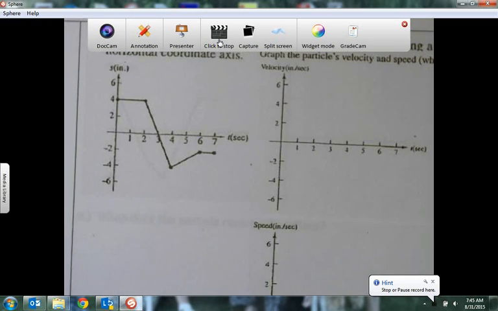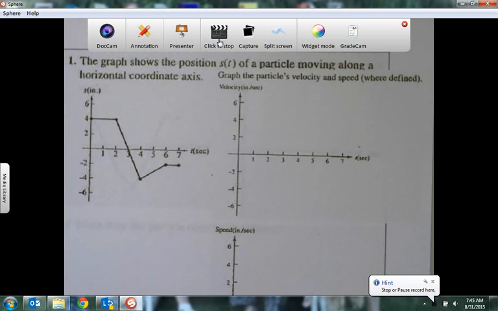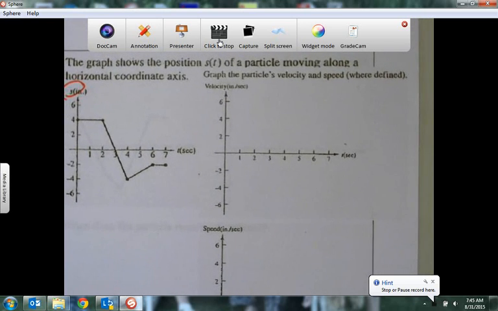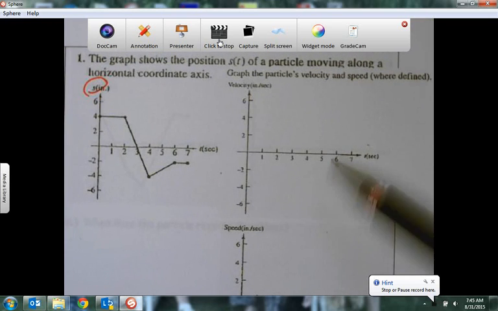Alright. The graph shows the position of the particle moving along a horizontal coordinate axis. And here it wants me to graph the velocity and then graph the speed. Well, velocity is going to be easier to graph, and then I can flip anything that's negative up above for my speed. So let's look at this position.